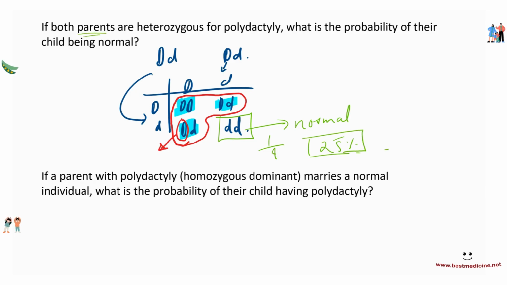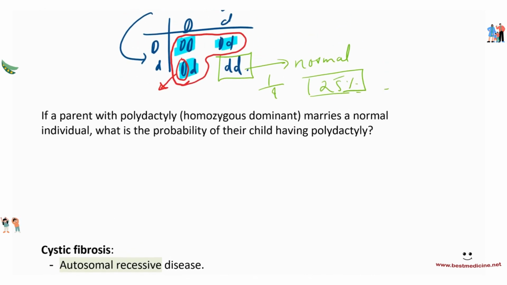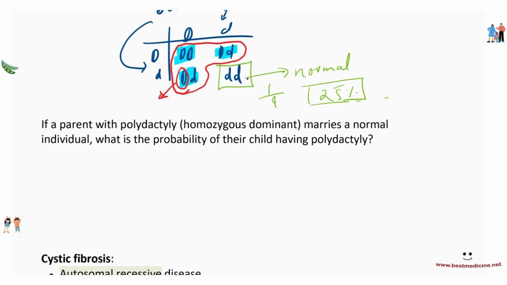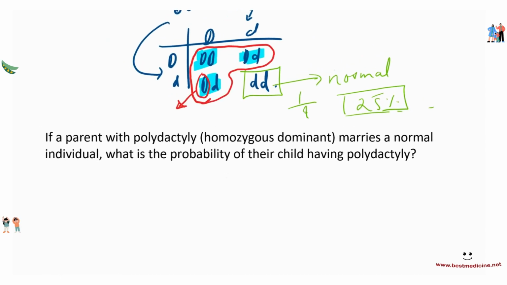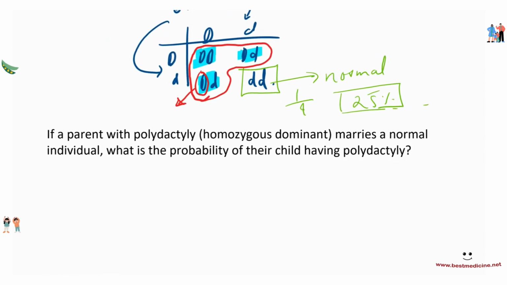Next question is, if a parent with polydactyly, homozygous dominant, marries a normal individual, what is the probability that their child is going to have polydactyly? Well, let's have a look. So again, the first thing you do is write down the genotypes of the parents. The parent with polydactyly is homozygous dominant, capital D, marries a normal individual. Now, a normal individual is homozygous recessive because polydactyly is a dominant disease.